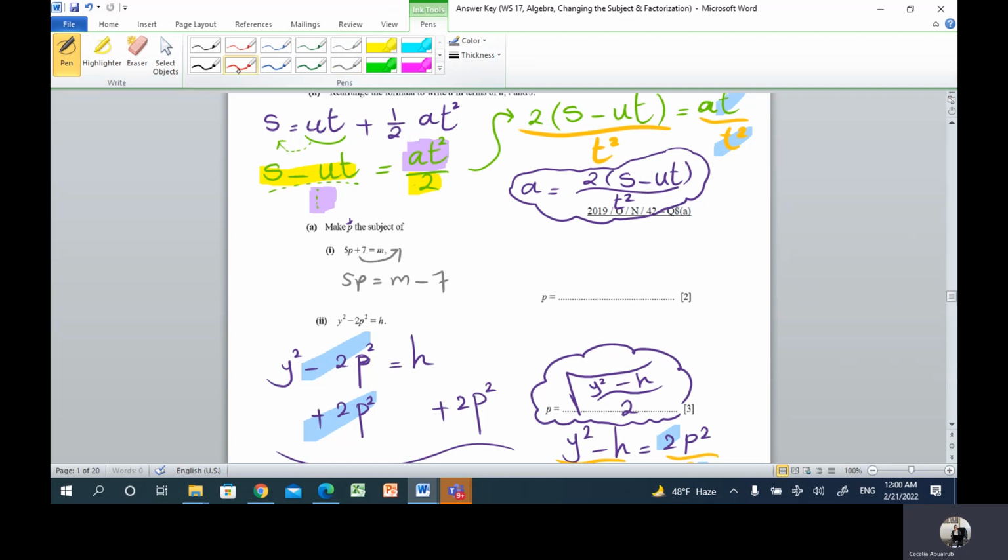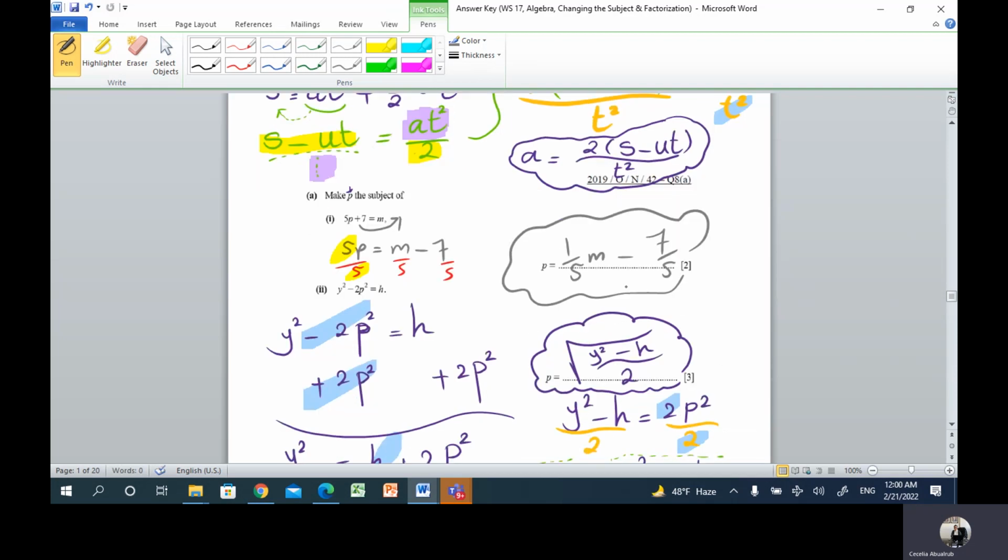To get rid of the 5, you're going to divide each term by 5. Accordingly, the 5's are going to cancel here, and p is left on its own. So p is equal to m over 5, which can be written as 1 over 5 m minus 7 over 5. And that's how we change the subject into p.